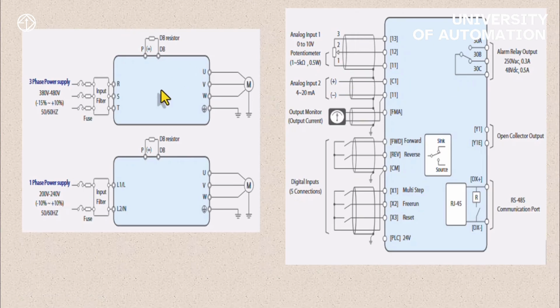Its three-phase inputs are R, S, and T, and for single phase, it's L1 and L2. The outputs, which are U, V, and W, are connected to your electric motor. Your resistor is also connected to the P positive and DB terminals. As you can see, it has analog input, both current and voltage types, and it also has analog output. You can see its digital inputs. It has an RJ45 port, which is for the RS485 network, a transistor output with open collector, and relay output.